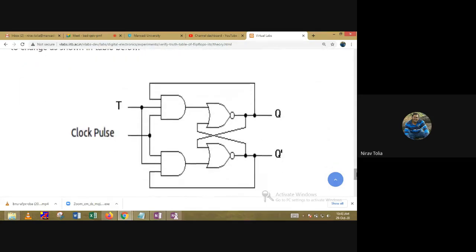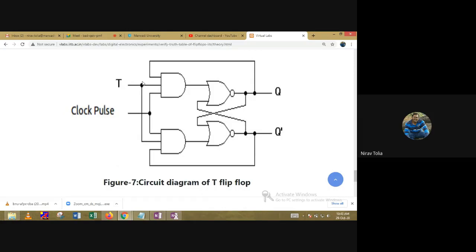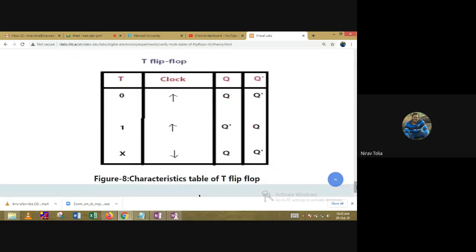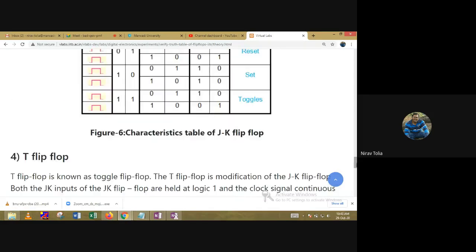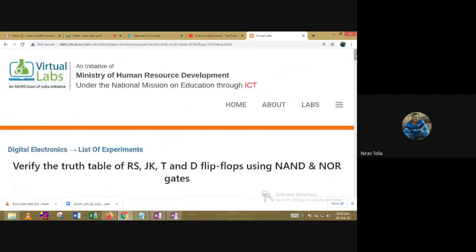You can see this is the figure of the T flip flop. What is the change in the T flip flop? We are just short circuiting J and K both. So we have only two possibilities: one is for no change, and the other is for toggle. So this is about the SR, JK, T and D flip flop.